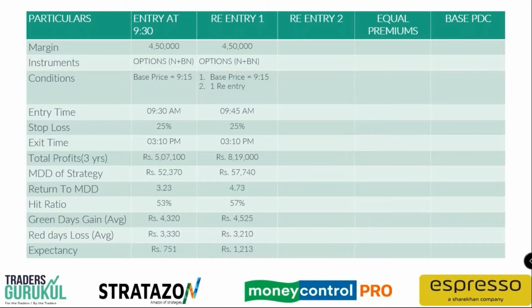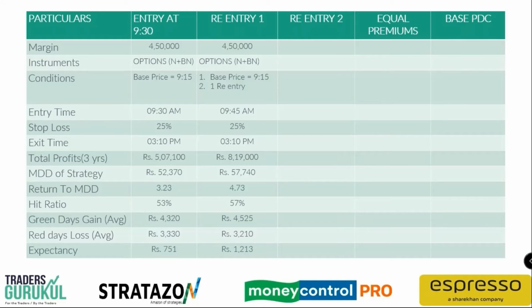Next, the drawdown is 57,000, return to MDD is 4.73, hit ratio is 57%. Green days are fetching me 4,500, red days are taking 3,200 back from me. Expectancy is 1,200. In my opinion, I don't think it is prudent that for a bare 18,000 I am taking the re-entry. It is not prudent for me.